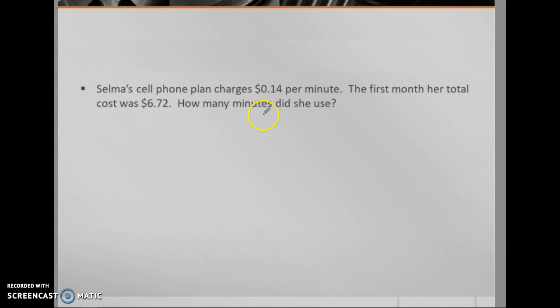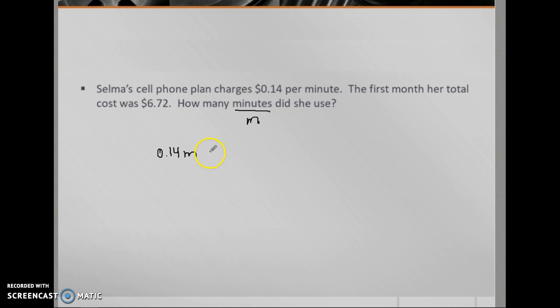So in this case, we don't know the minutes. We don't know how many minutes total she used. So we would want to assign this a variable, and we can assign minutes to be m. So going back to our first sentence, it says that Selma's cell phone plan charges 14 cents per minute. 14 cents per minute means that we're multiplying 14 cents times the number of minutes. So if we set that up as an expression, 0.14 times m, that's going to represent the cost of those minutes.